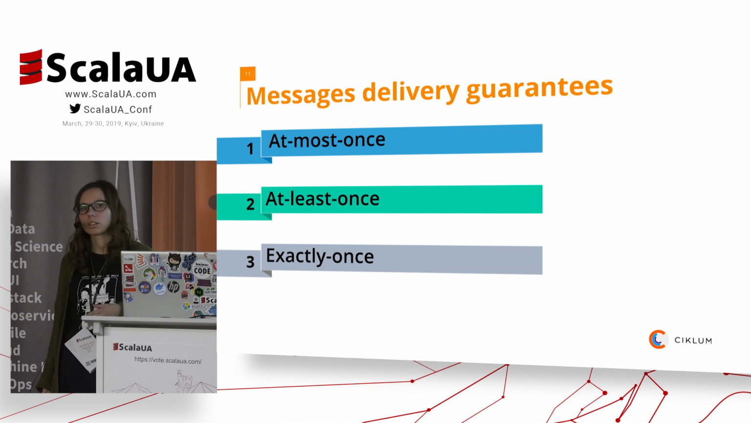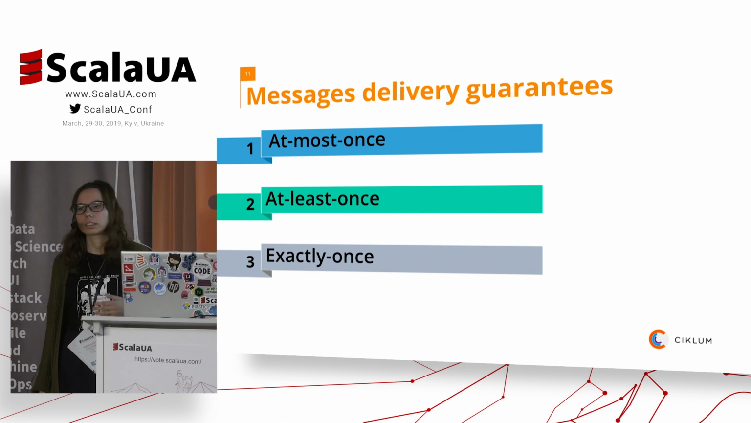In this case, the message can be transferred, or the data can be lost in the process of transferring or processing. This kind of message delivery guarantee is the easiest to implement, simply because we do not need to check whether our data is transferred or not.